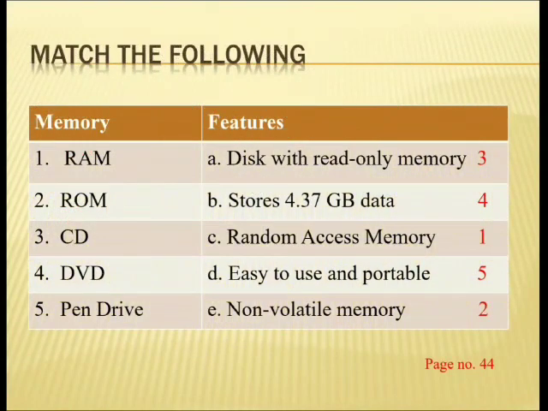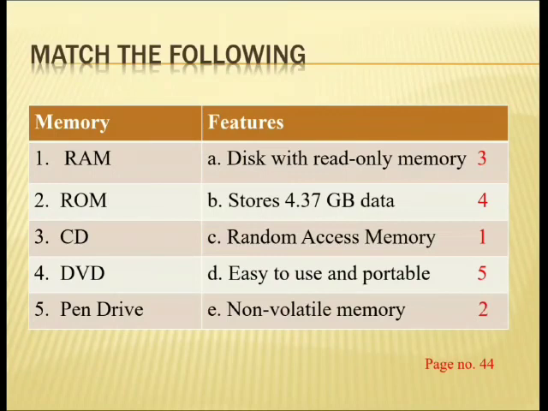Now we will do match the following. First column is memory and second column is features. First is RAM. Answer is C. Random access memory. What is the full form of RAM? Random access memory. Second is ROM. Answer is E. ROM is non-volatile memory. The data and instructions stored in this memory are retained even when the computer is switched off. Since the memory retains its contents, this memory is known as non-volatile memory.